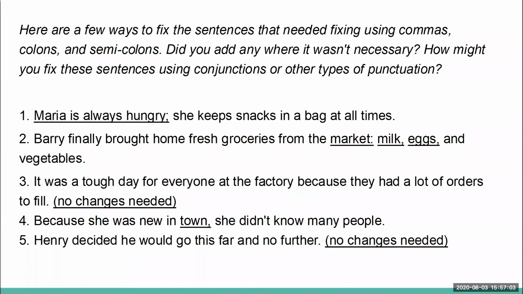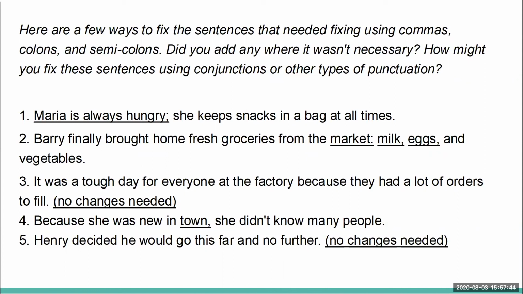Here are a few ways to fix the sentences that needed fixing using commas, colons, and semicolons. Did you add any where it wasn't necessary? How might you fix these sentences using conjunctions or other types of punctuation? Let's go over these together. Maria is always hungry. She keeps snacks in a bag at all times. "Maria is always hungry" is an independent clause, and "she keeps snacks in a bag at all times" is also an independent clause. Therefore, by adding a semicolon, we take this from a run-on sentence to a compound sentence.